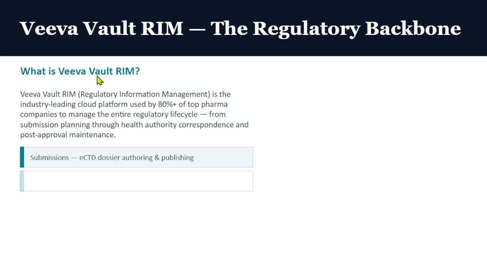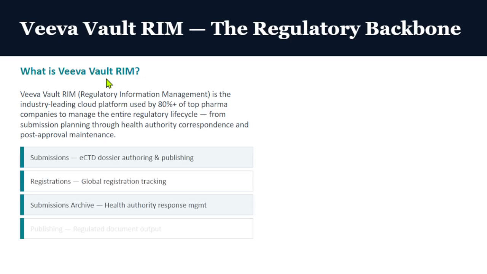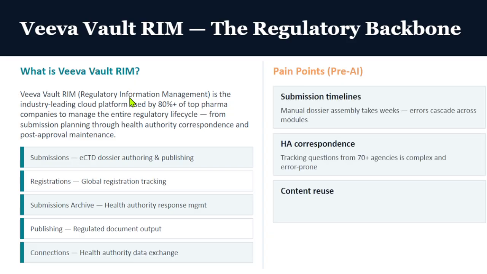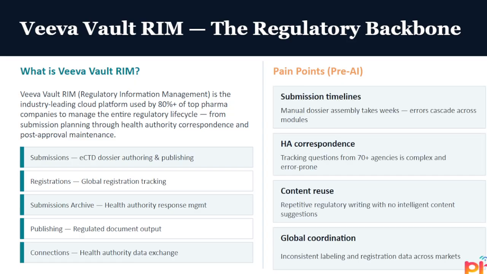Now let's have a look at the RIM side. Before starting, let's discuss what is Veeva Vault RIM. RIM is a regulatory information management software where we can store any regulatory data and regulatory documents. This software is developed by Veeva. There are many developers available in the market, but Veeva is one of the developers of RIM software. Veeva Vault RIM is used by most of the top pharma companies to manage their entire regulatory life cycle, starting from submission planning all the way to approval and health authority correspondence.